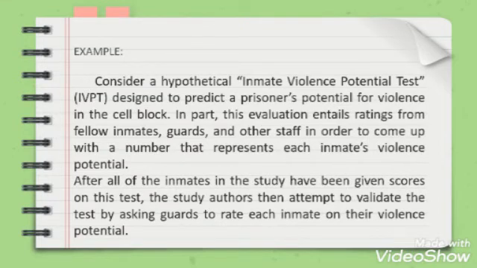Example, consider a hypothetical inmate violence potential test designed to test a prisoner's potential for violence in the cell block. In this test, the evaluation entails ratings from fellow inmates, guards, and other staff in order to come up with a number that represents each inmate's violence potential. After all the inmates in the study have been given scores on this test, the study authors then attempt to validate the test by asking guards to rate each inmate on their own violence potential.